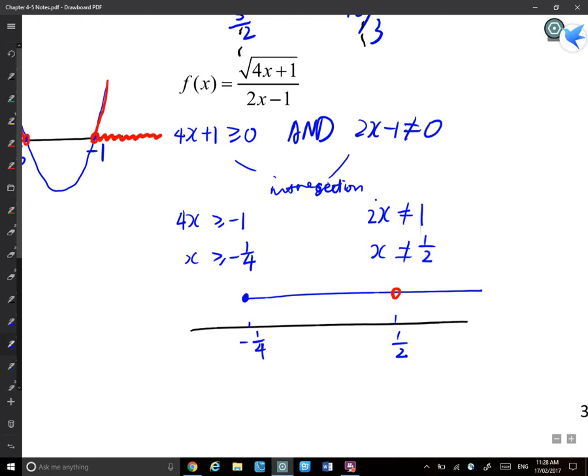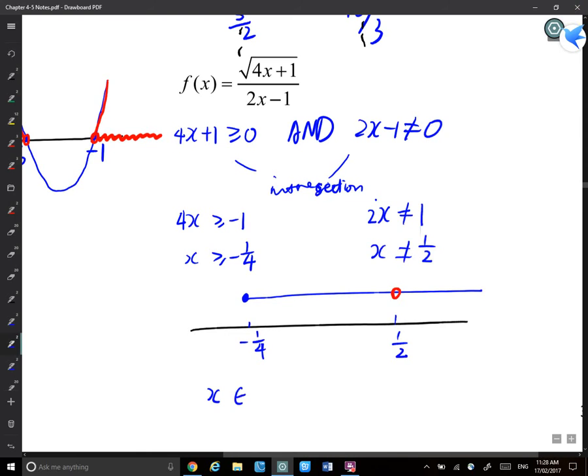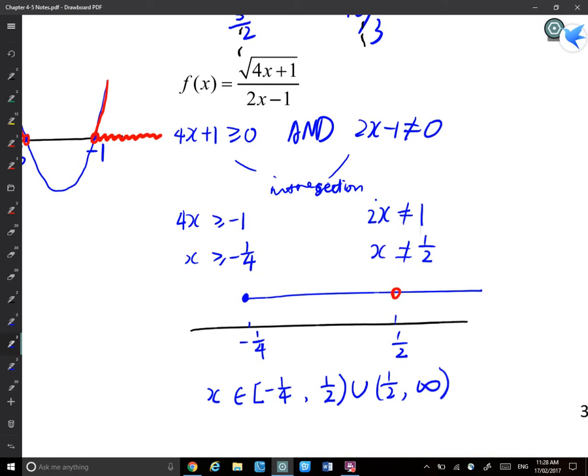So still two ways we can write that. x can belong to, okay, start from -1/4 until this point, a half, but with a round bracket because I don't want to take a half. Union, start from a half but not including a half, to infinity. So that's one way to write that.